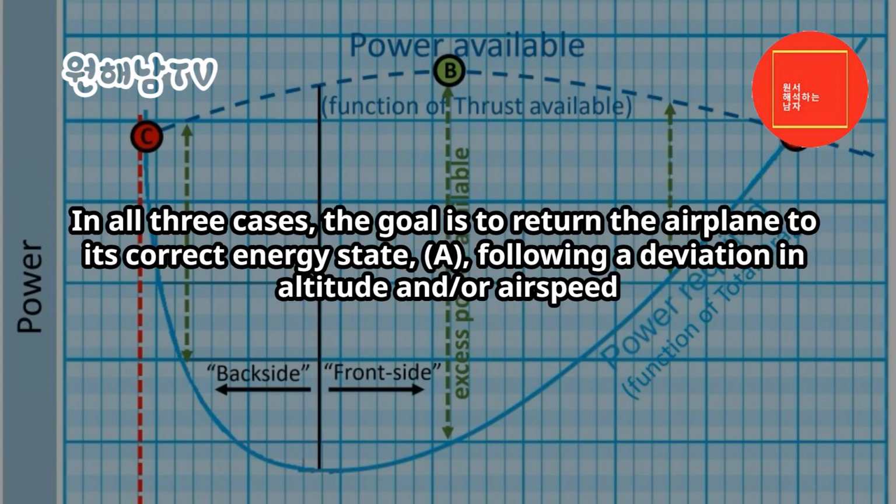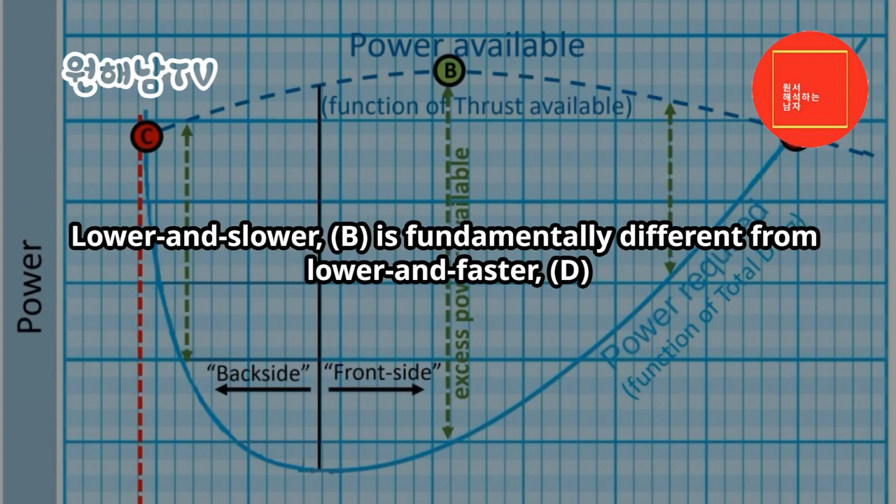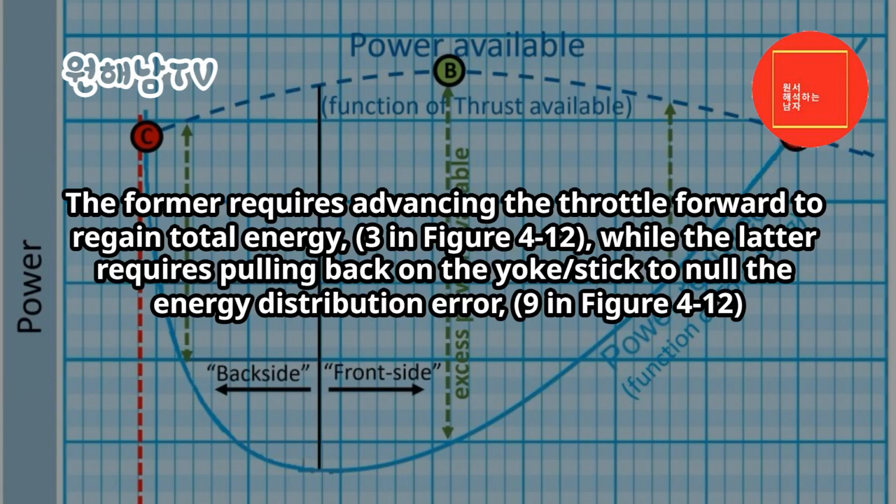In all three cases, the goal is to return the airplane to its correct energy state, A, following a deviation in altitude and/or airspeed. Lower and slower, B, is fundamentally different from lower and faster, D. The former requires advancing the throttle forward to regain total energy, 3 in Figure 4-12, while the latter requires pulling back on the yoke or stick to null the energy distribution error, 9 in Figure 4-12.